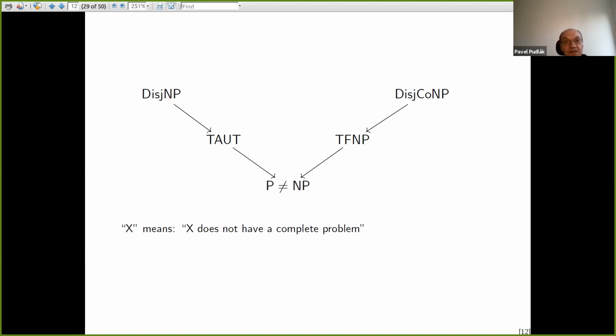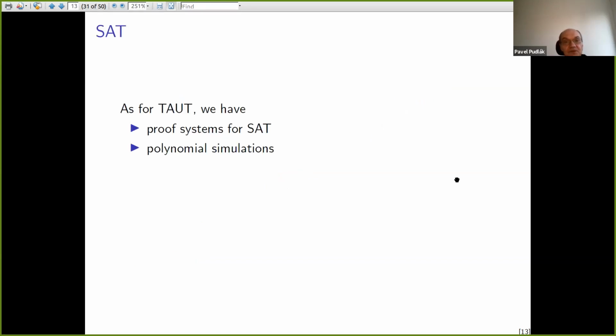So the situation so far is that we have two branches of conjectures. One is about tautologies and disjoint NP pairs, and another is about total function NP and disjoint co-NP pairs. But SAT is still missing, and you can now guess where SAT is. It's not obvious, so we will look at SAT. I want to spend a bit more time with SAT because this is a program on SAT at Simons, which is focused on SAT.